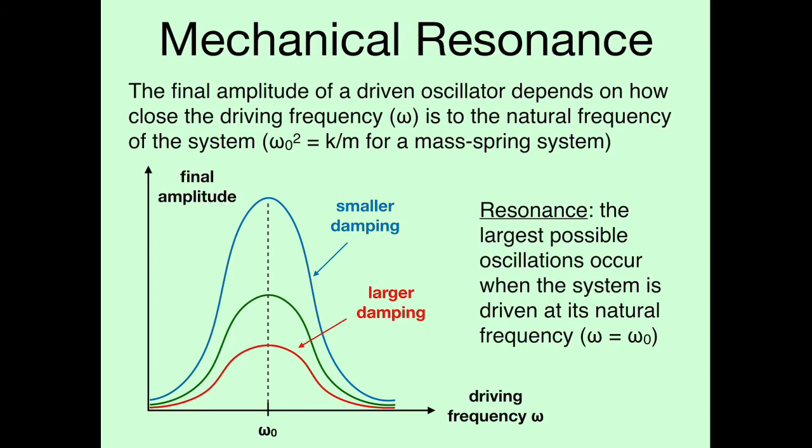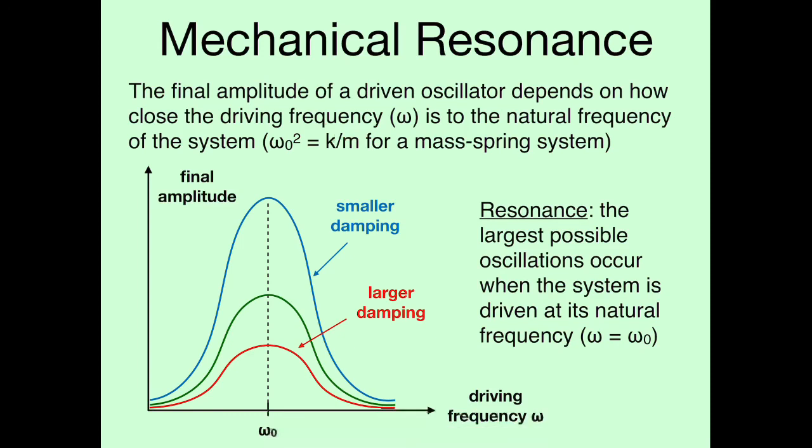Are we going to make the system oscillate only a little bit or oscillate a lot? Well, that depends. The final amplitude of a driven oscillator is going to depend on how close the driving frequency omega is to the natural frequency of the system. So remember, if we have a mass on a spring, the natural frequency omega naught is going to be root k over m, as an example.